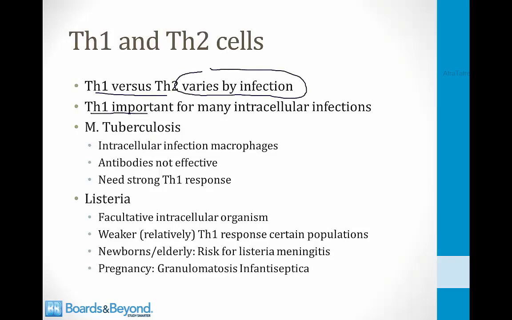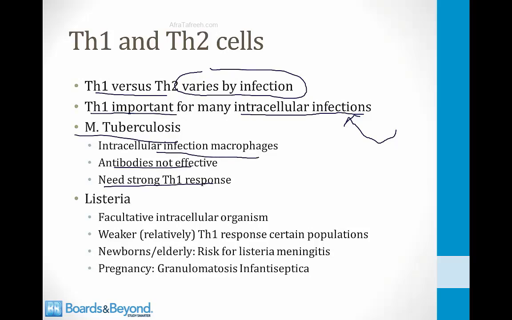And you should know that the Th1 response is very important for many intracellular infections. Intracellular organisms are protected from antibodies because they hide inside of other cells. So the Th2 antibody response is not going to be very useful. The Th1 cell-mediated response is going to be very important for intracellular infections. And one of the most important intracellular infections that is controlled by a Th1 response is Mycobacterium tuberculosis. Mycobacterium tuberculosis hides inside of macrophages, and the antibodies can't get in there. So you need a strong Th1 cell-mediated response in order to contain this infection.